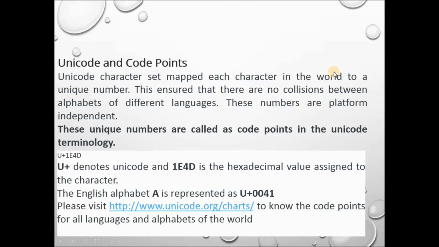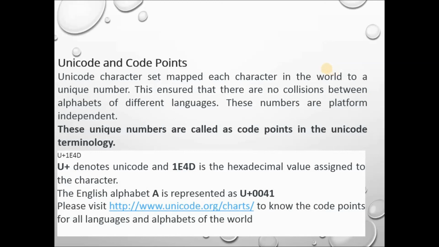After that, Unicode and code points. The Unicode character set maps each character in the world to a unique number. This ensures that there are no collisions between alphabets of different languages. That is actually Unicode. These numbers are platform independent. These unique numbers are called code points in Unicode terminology.